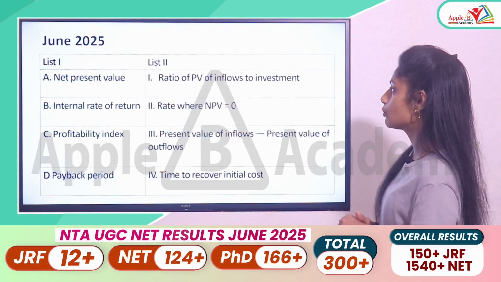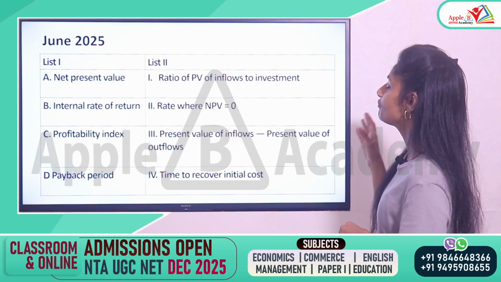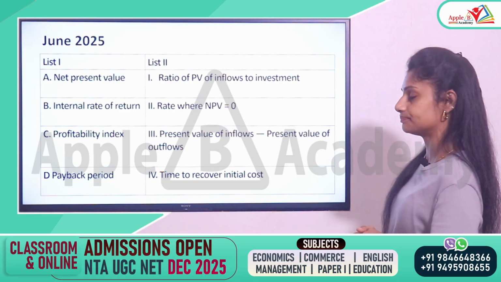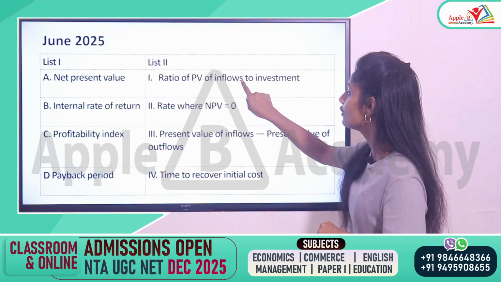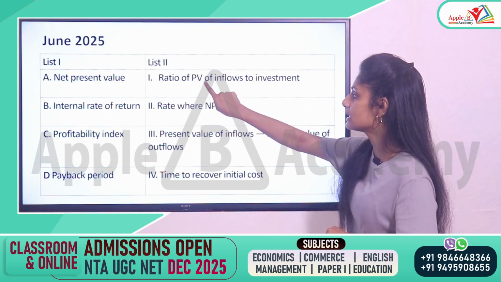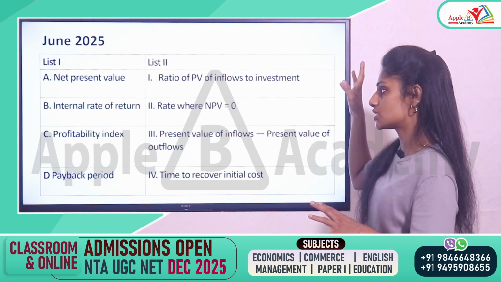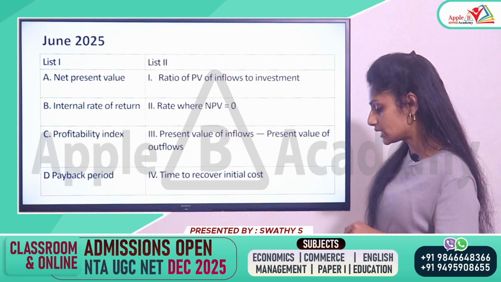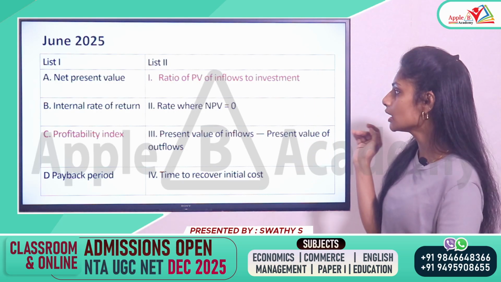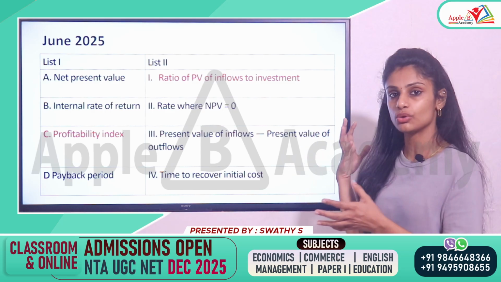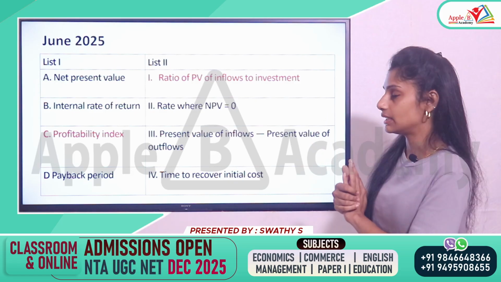And now coming back to our question, I am going through the list, and I will read the first one. Ratio of present value of inflows to investment. So we are considering a ratio of the present value of inflow to initial investment. Which one is actually connected with that? We know that it's the profitability index, right? So you can match C with 1. After getting this idea, you have to go through the options and identify the option where C1 is available.